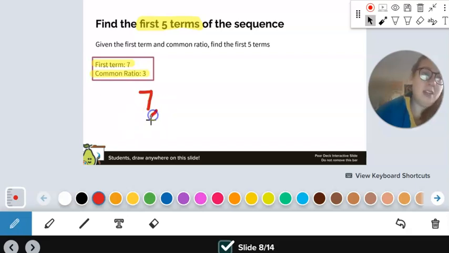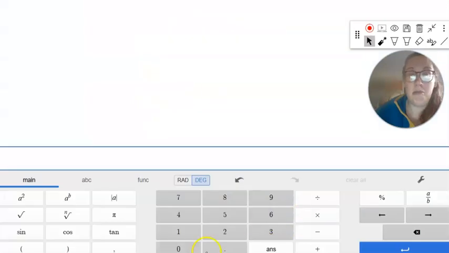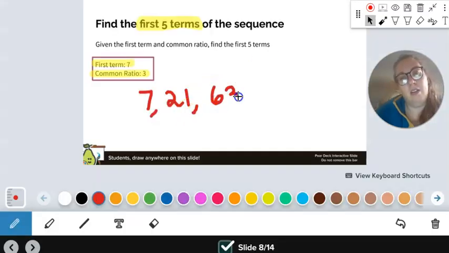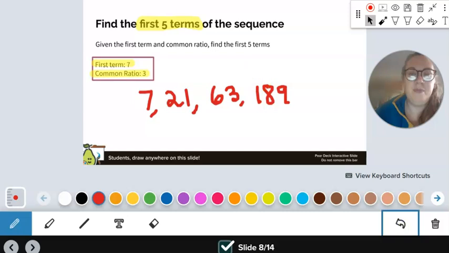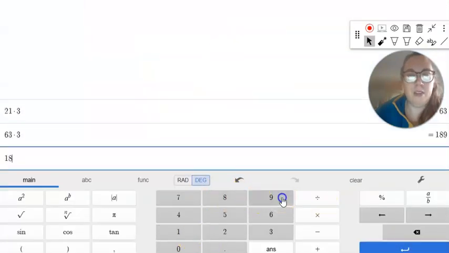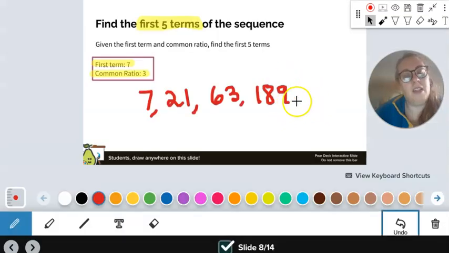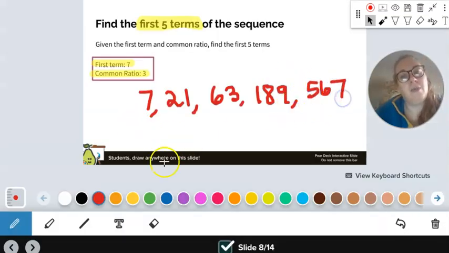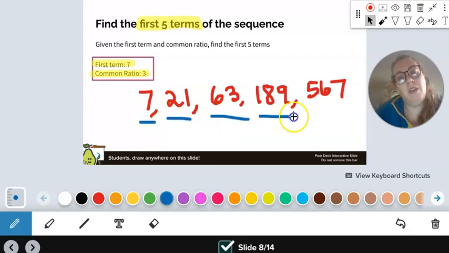The ratio is 3, so we do 7 times 3 to get 21. 21 times 3, you can check it in your calculator, is 63. 63 times 3 is 189. And then the last one will be 189 times 3, which is 567. So there's our first 5 terms of the sequence. 1, 2, 3, 4, 5. Beautiful. Push ahead to the next one when you're ready.